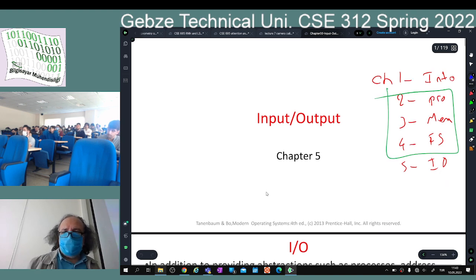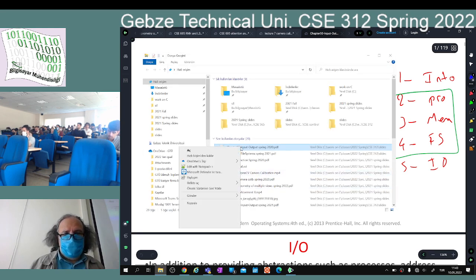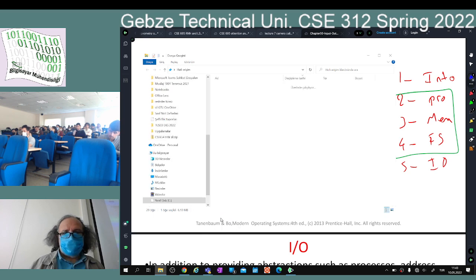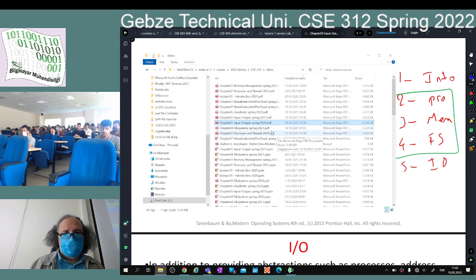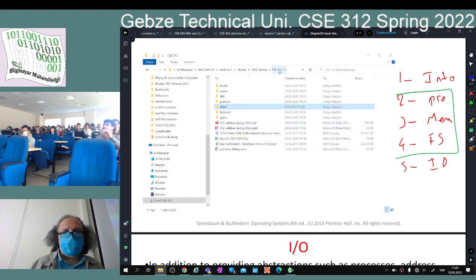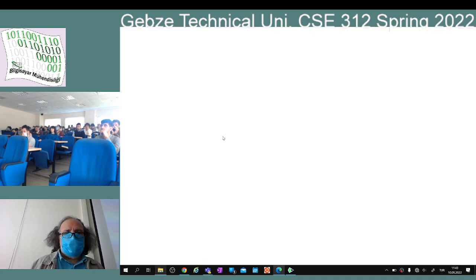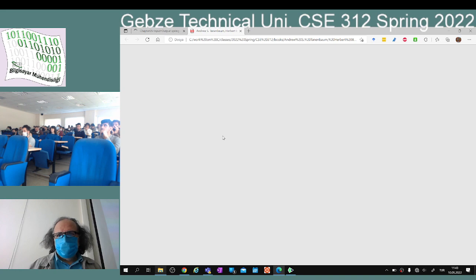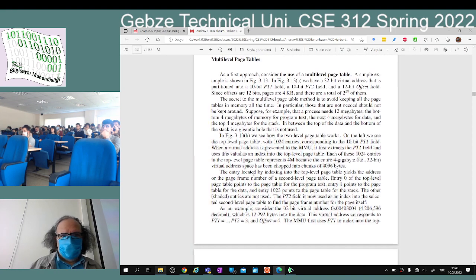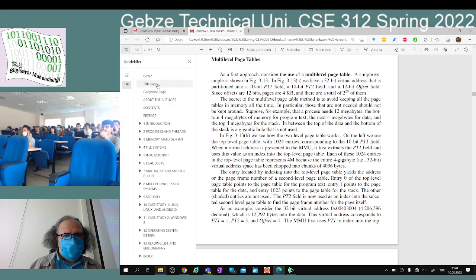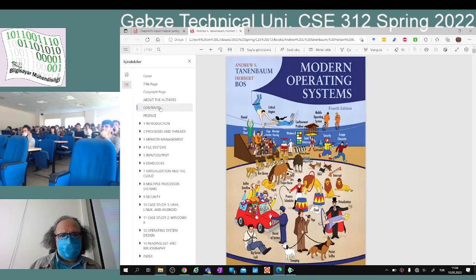Now we are going to look at this I/O chapter, and after that, maybe while I'm looking at it, let me go to the book. Book is here, right? This is the book. Let's look at the contents of it. Where are the contents of it?